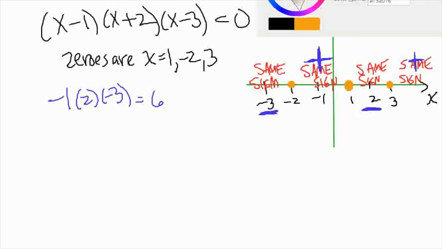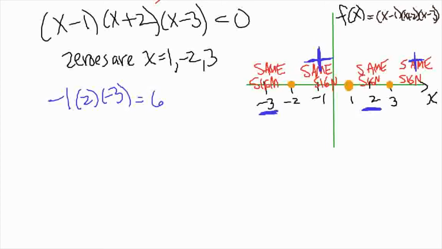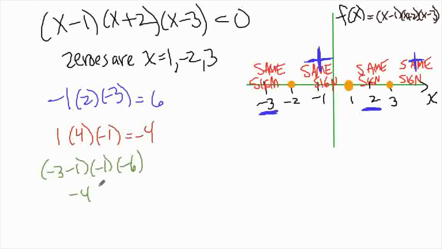If I plug in x equals 2 into the factored form, I get 2 minus 1 for the first part, that gives 1. 2 plus 2, so the middle term's 4. 2 minus 3, which is minus 1. So 1 times 4 times minus 1 is minus 4. So it agrees with what we were just talking about. And then you could plug in x equals minus 3, and that would give minus 3 minus 1, which is minus 4, times minus 3 plus 2, which is minus 1, times minus 3 minus 3, which is minus 6. So minus 4 times minus 1 times minus 6 gives minus 24. That's also negative, like we predicted.